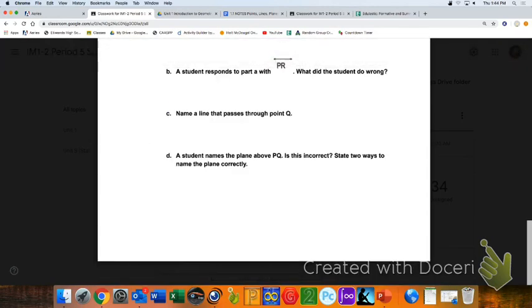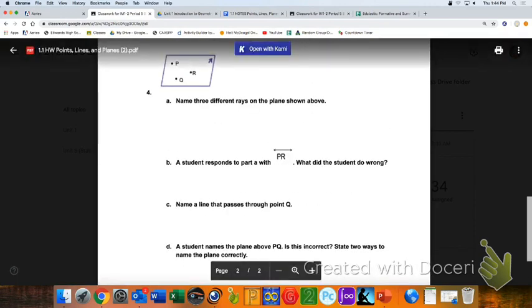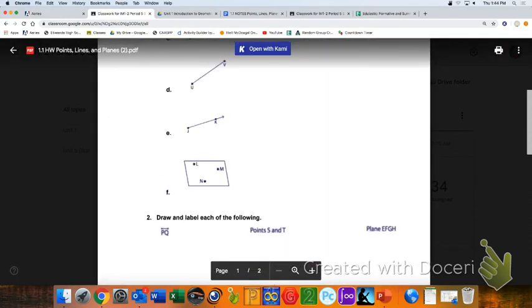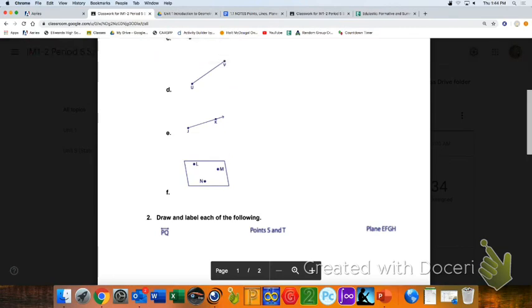Okay? So just do that on a separate piece of paper. There's not really a whole lot of work to be shown. However, you do need to draw a couple figures down here in number 2. Okay? All right. Happy studying.